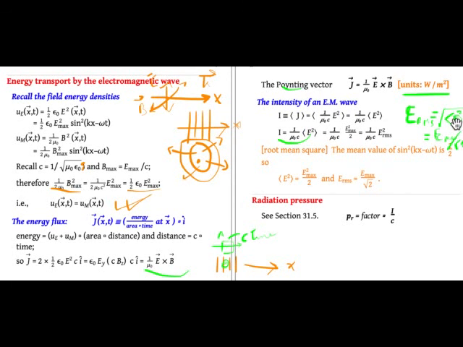This is the mean square value, so it's the square of the RMS value, so it's E RMS squared. Take the square root, that's E RMS, and the mean value of E squared is E max squared over 2. So you take the square root to get E max over the square root of 2. So that's the meaning of root mean square.